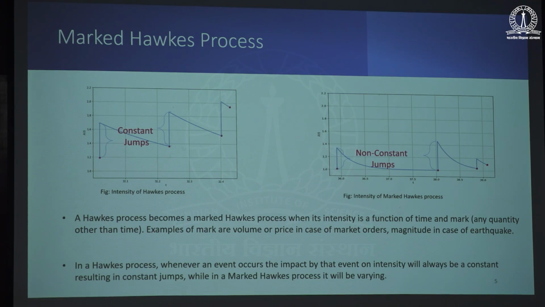So what causes this? There are some events attached to it. Mostly in a Hawkes process we say that the past timestamps have an effect on the current timestamp.